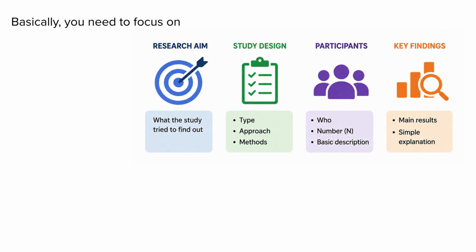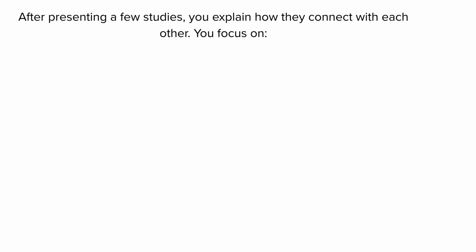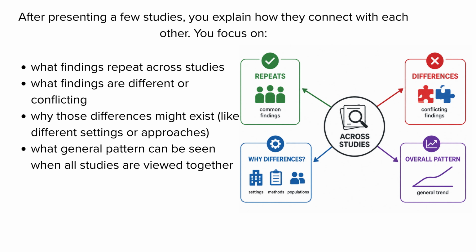The purpose here is not to overload detail but to clearly show what each study contributes to this specific angle. After presenting a few studies, you explain how they connect with each other. You focus on what findings repeat across studies, what findings are different or conflicting, why those differences might exist, like different settings or approaches, and what general pattern can be seen when all studies are viewed together. This step turns separate studies into one connected discussion.